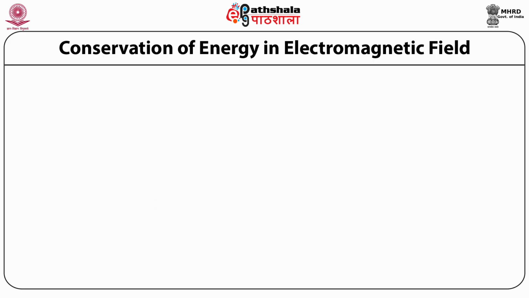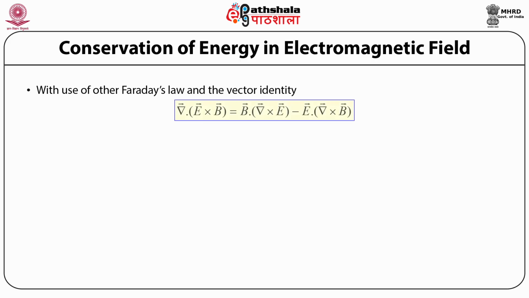Conservation of energy in electromagnetic field. Now, once we use Maxwell's equation to eliminate the current density vector J from the equation of the power on the right hand side, and we also make use of Faraday's law of electromagnetic induction, then what we have is the vector identity, which is given by the divergence of the cross product of the electric field vector and the magnetic field induction vector.